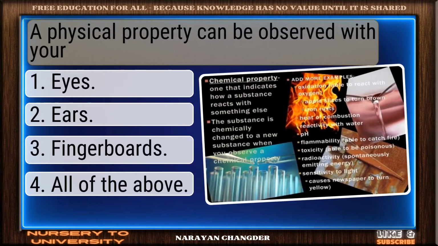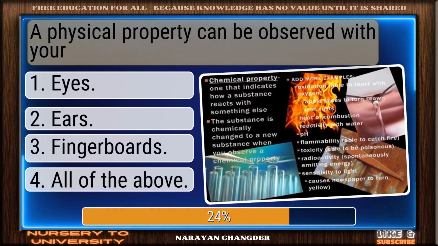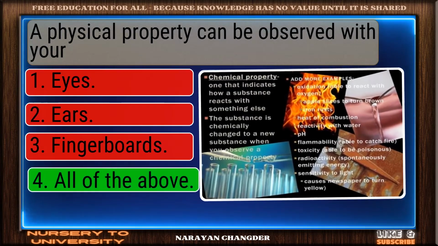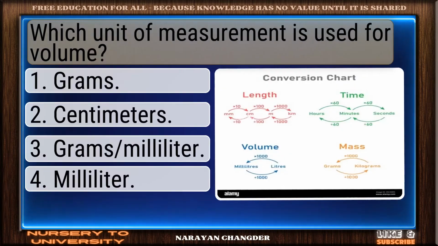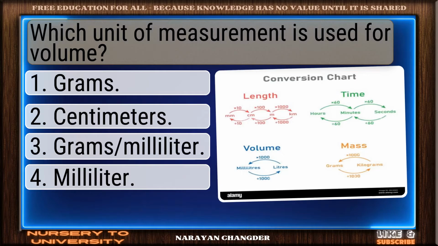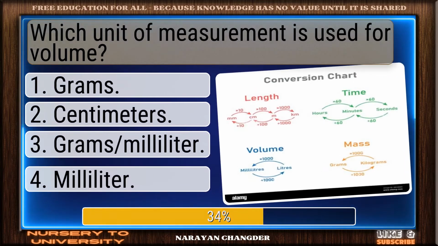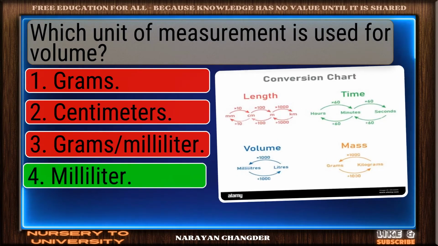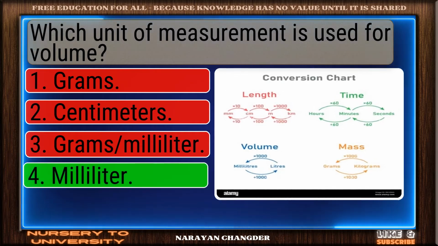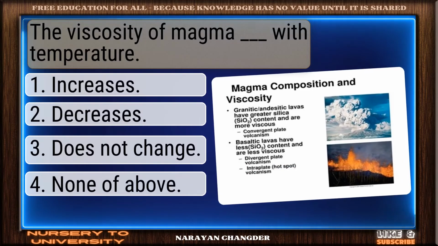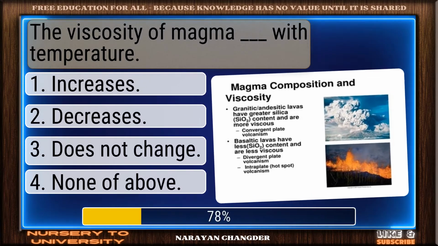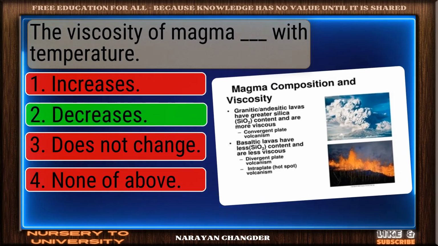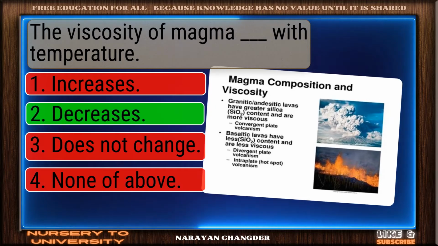A physical property can be observed with your... Well done. All of the above is the right choice. Which unit of measurement is used for volume? Bravo, milliliter is the answer. The viscosity of magma dash with temperature. You're right. Decreases is the correct answer.